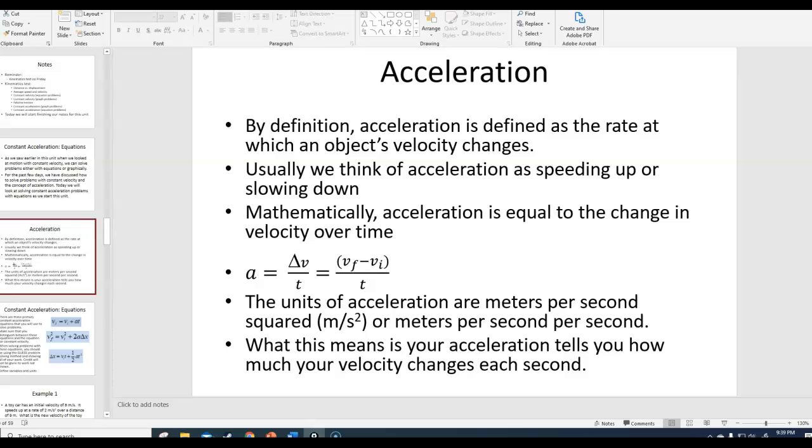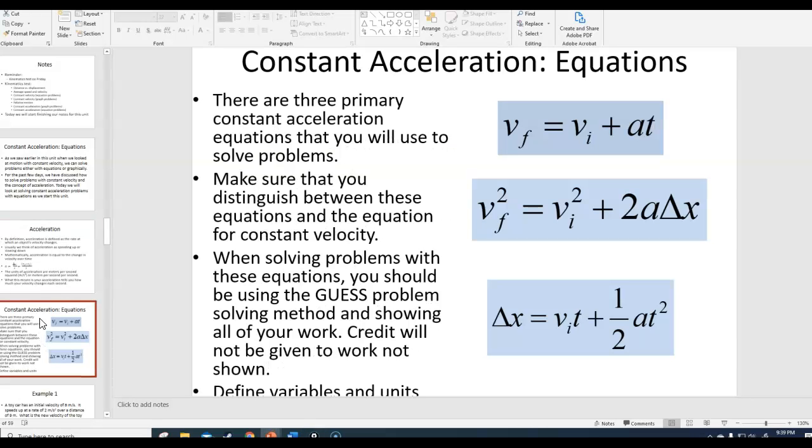We talked about how the unit of acceleration is meters per second squared, because it's basically like meters per second per second. The value for acceleration tells you by how much the velocity changes each second. That's why the unit is meters per second squared. So in this video, we're going to talk about how to solve problems with constant acceleration using equations.